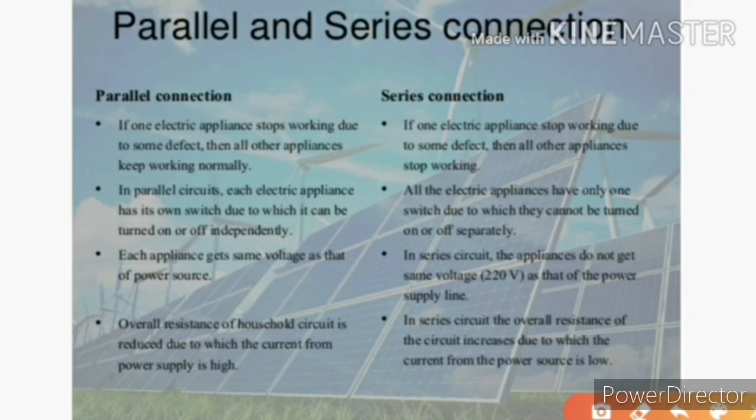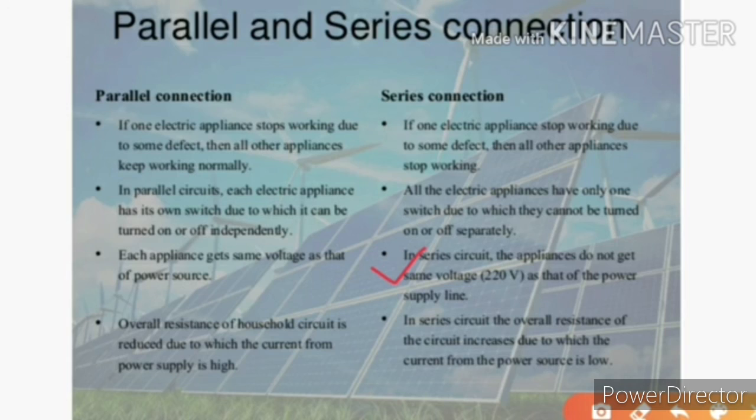In parallel circuits, each electric appliance has its own switch, due to which it can be turned on or off independently. While in case of series connection, all the electric appliances have only one switch, due to which they cannot be turned on or off separately. In parallel connection each appliance gets the same voltage, while in a series circuit the appliances do not get the same voltage as that of the power supply line.